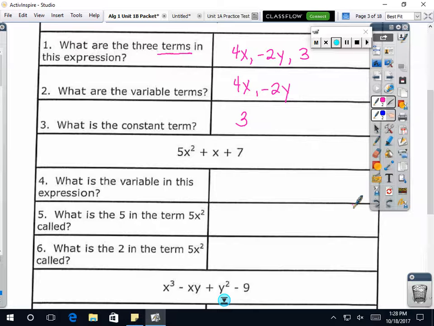All right, next expression, 5x squared plus x plus 7. What is the variable in this expression? Only the variable. X. The variable is x. In this term, the x is squared. In this term, it's to the first, but the variable is x. What is the 5 in the term 5x squared called? Coefficient. And then what is the 2 in the term 5x squared called? Exponent.